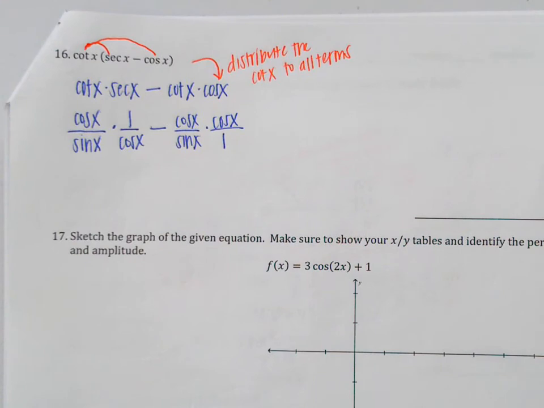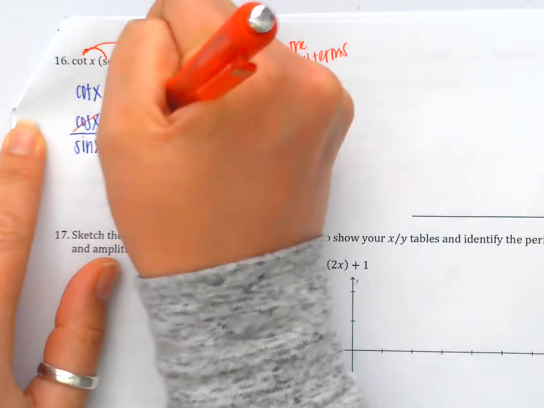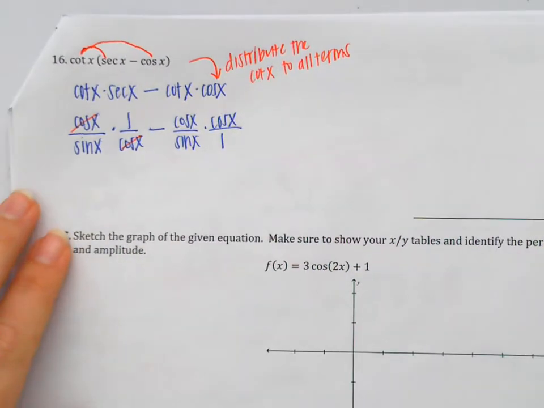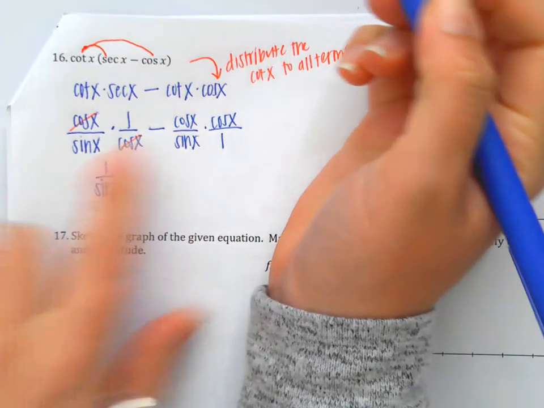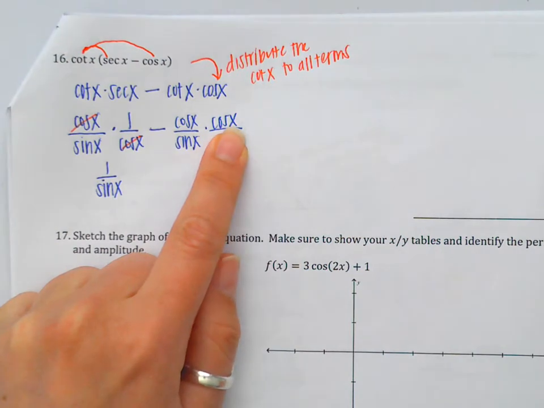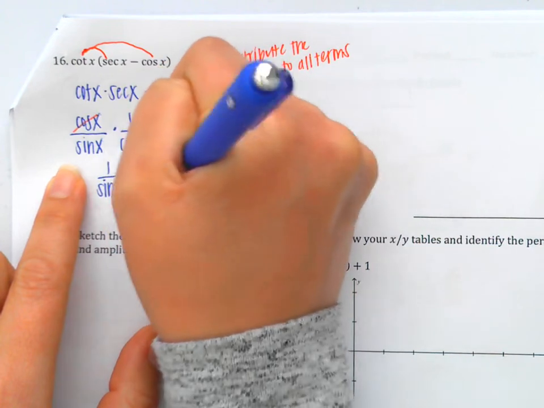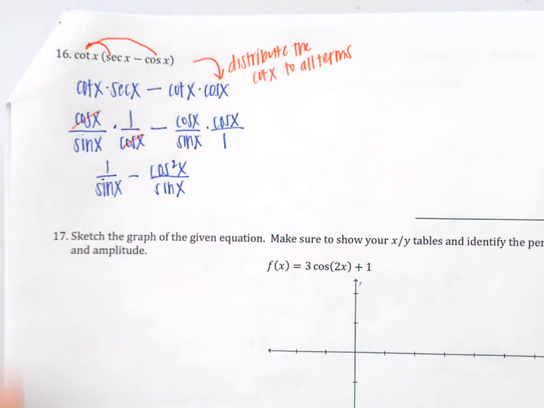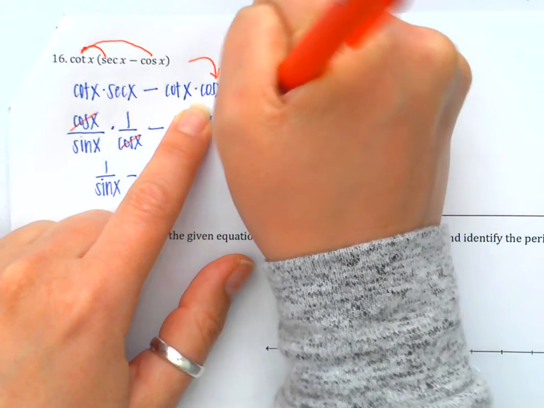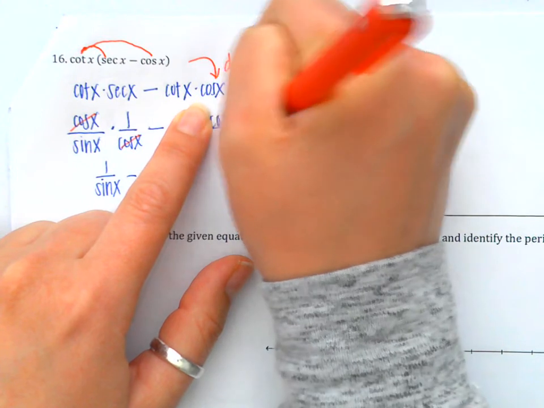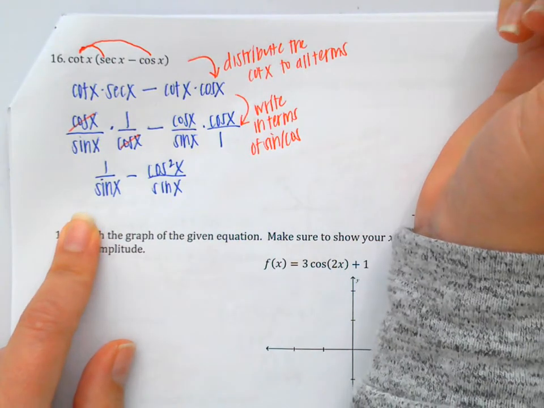Okay, so then I can start to cancel things if they have anything in common. Cosine x and cosine x can cancel. And I'm left with 1 over sine x. And then cosine x times cosine x can actually become cosine squared x over sine x. So all I did from here to here is I wrote in terms of sine and cosine, and then here I just canceled and combined like terms.